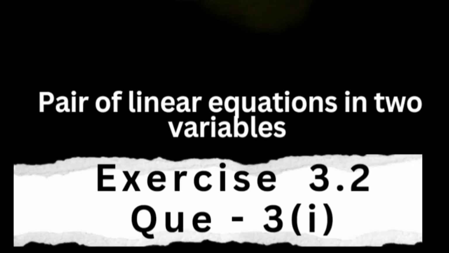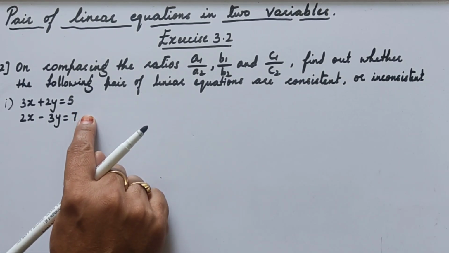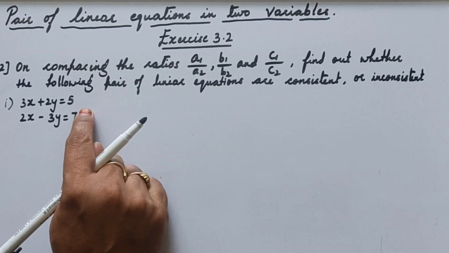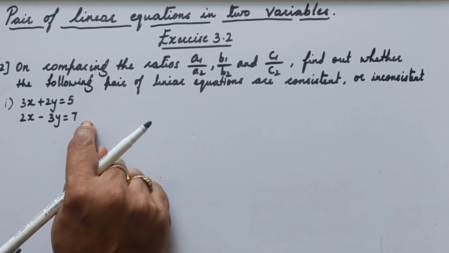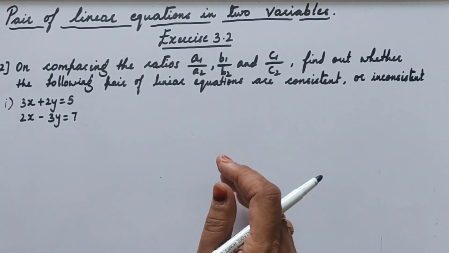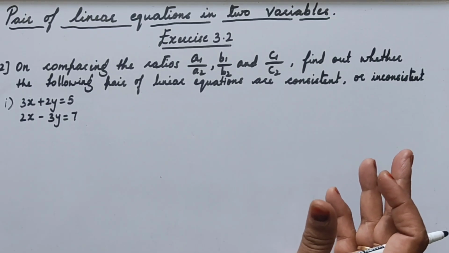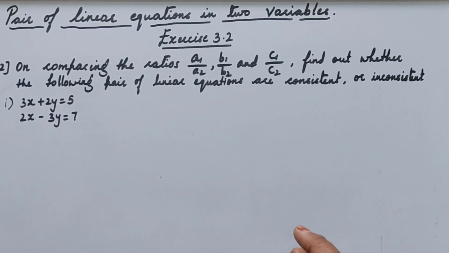You can see we have got a pair of linear equations, and we are going to compare these linear equations and we have to find out whether it is consistent or inconsistent. Consistent means at least it should have one solution.